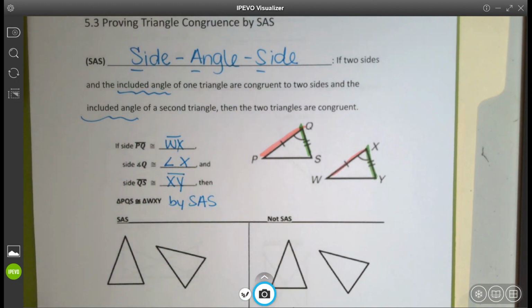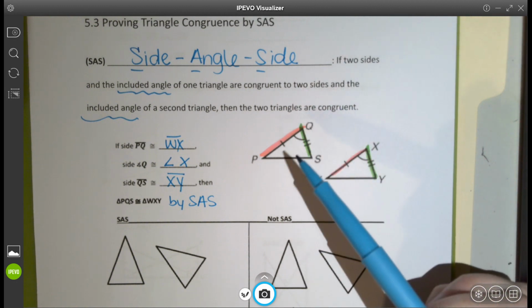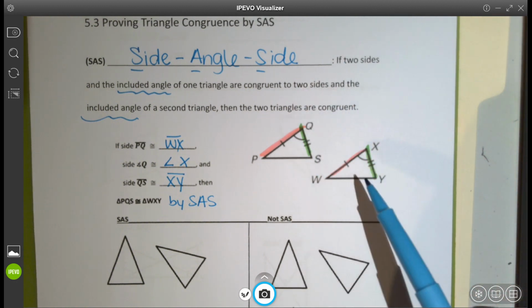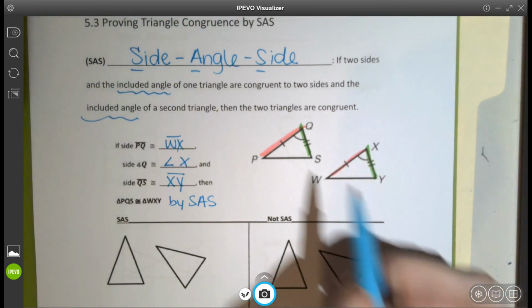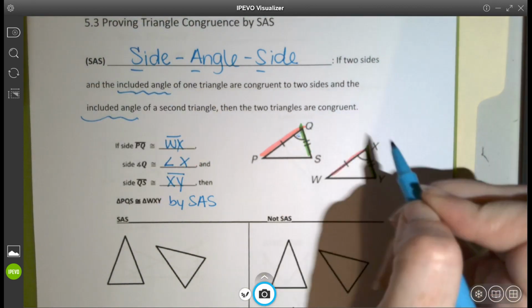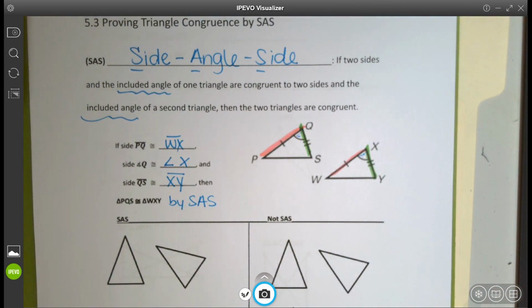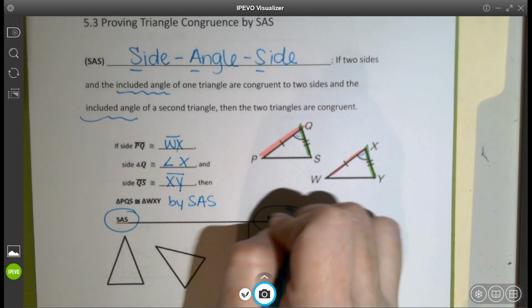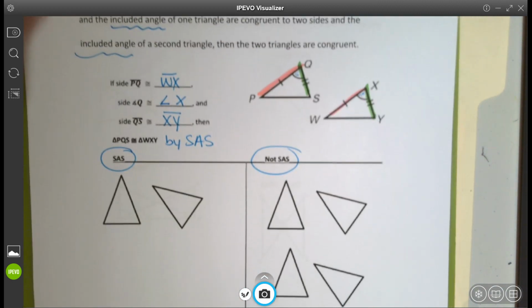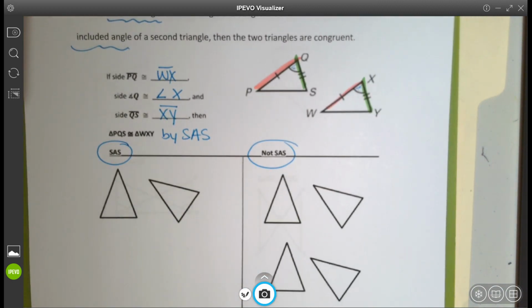Again, that's a shortcut, meaning we have a combination of 2 pairs of sides and an angle. Now the angle is included, almost like an ice cream cone. You can see the angle is sandwiched in between the 2 pairs of sides I highlighted. All right, so let's look at what SAS does look like and what it does not look like. I'm going to start with what it does not look like.